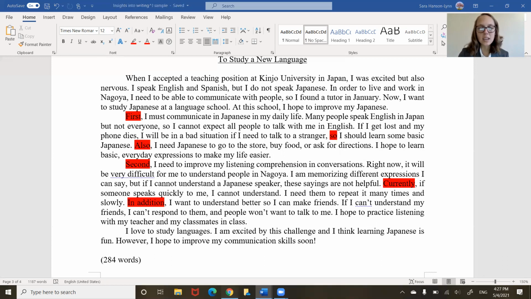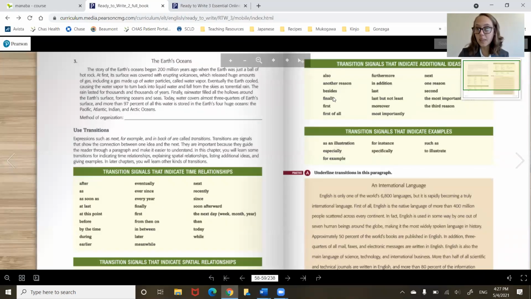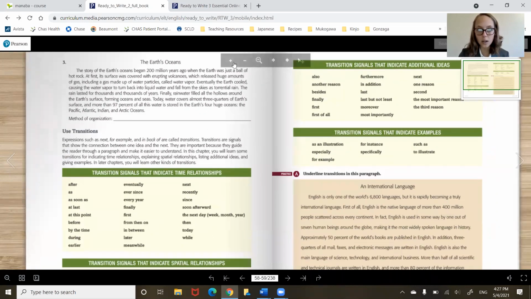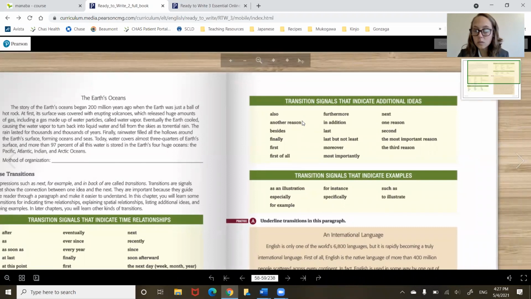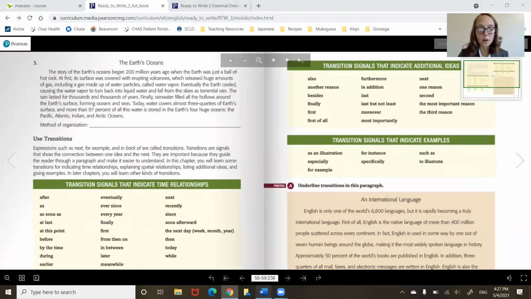So let's take a look at our book, and I need to use a different one. I'm over here on words that show additional ideas. So I could use another reason or furthermore. Let's see.